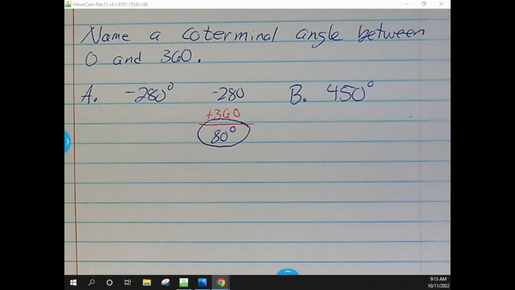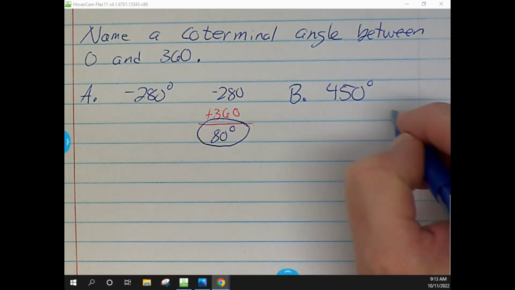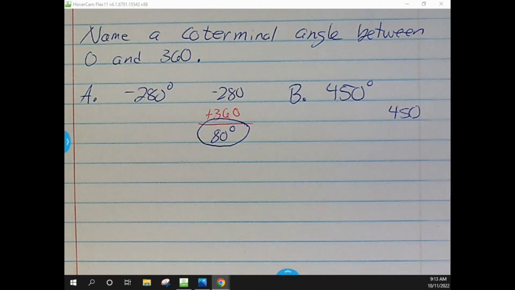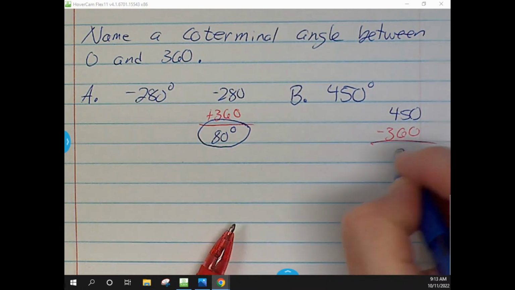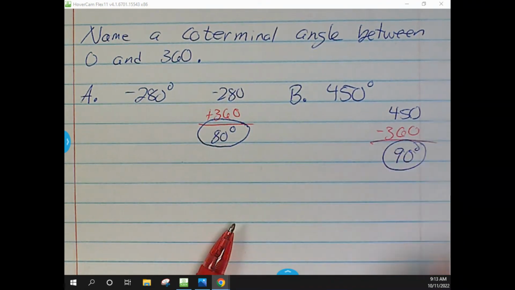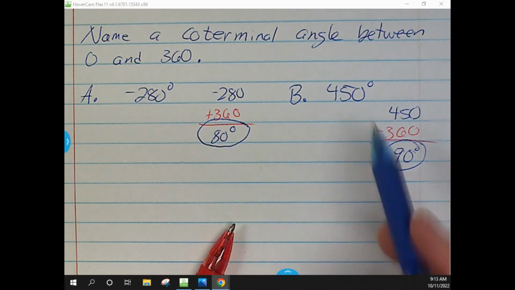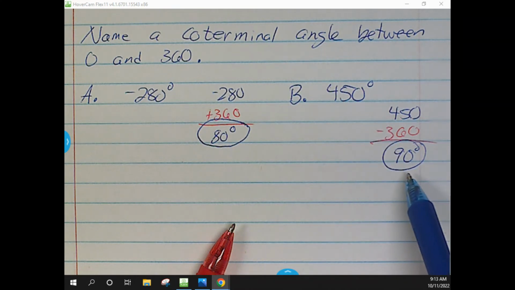All right, let's say it was 450 degrees. Okay, again, it's positive 450, so we've got to get it down between 0 and 360. So in that case, we're going to subtract 360 from it. So it'd be 90 degrees. So positive 450 and 90 basically wind up at the same location. It's the same thing.